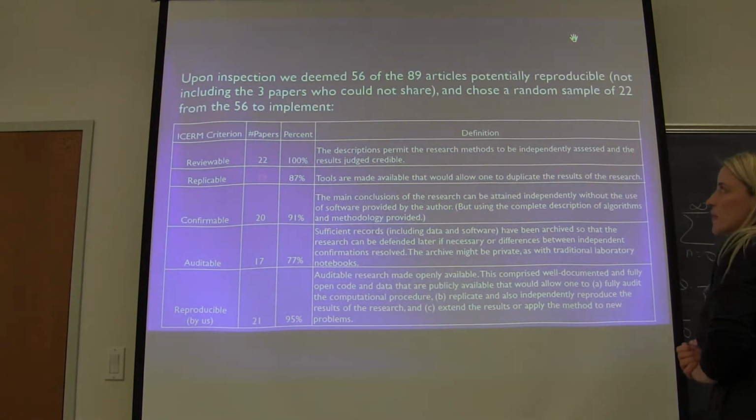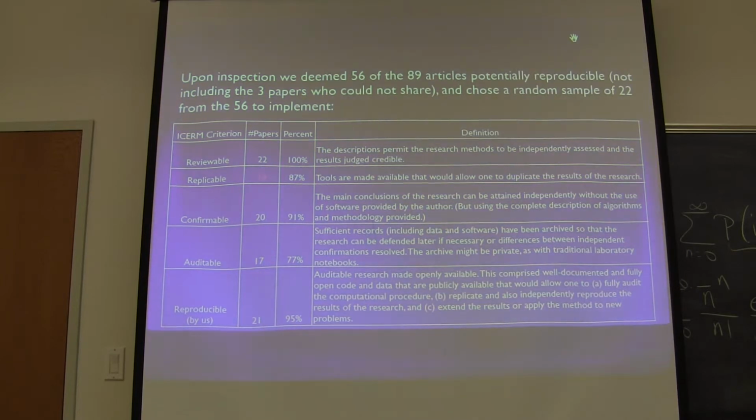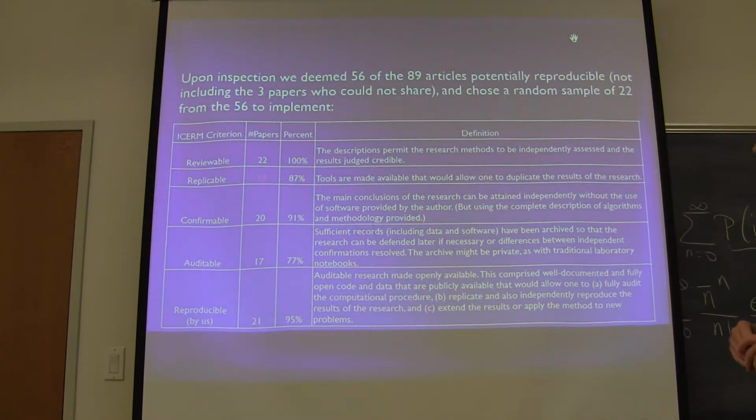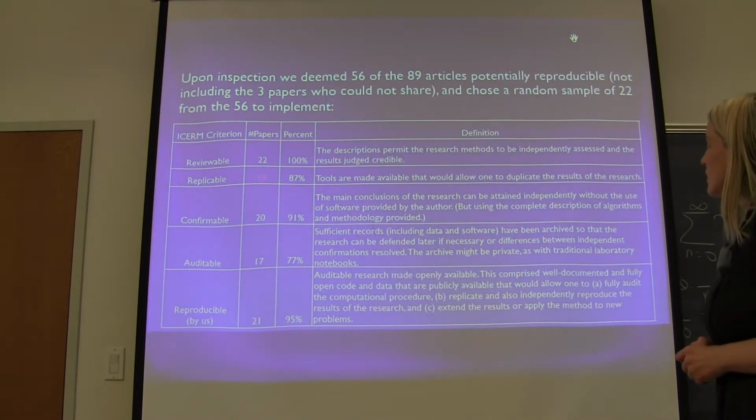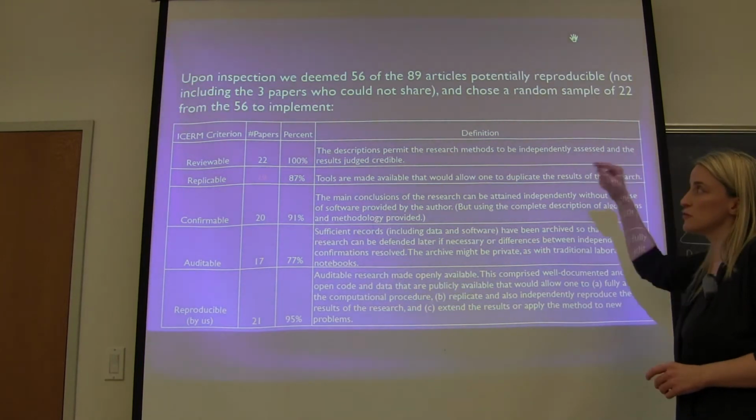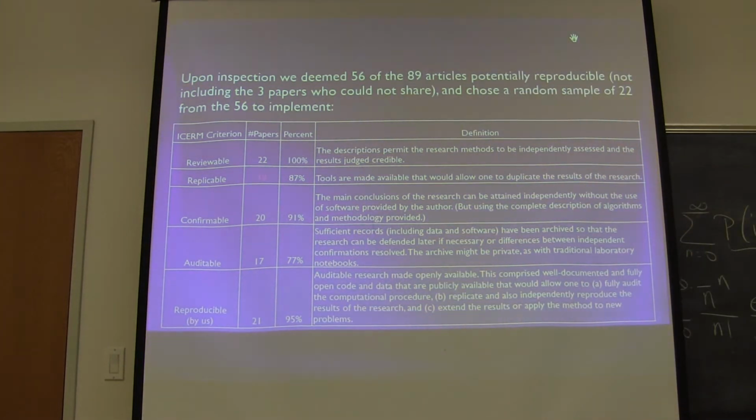Okay, so then we did the hard part of the ones where we had code and data. We parsed them, and we tried to actually go ahead and replicate and see what we could do. So 56 of the 89 articles were potentially reproducible. Just upon inspection, it looked like we had a shot at it. And then we chose a random sample of 22 from this 56, because it's actually hard and intensive to do the replication. So 56 was a big challenge. We took it down to 22.